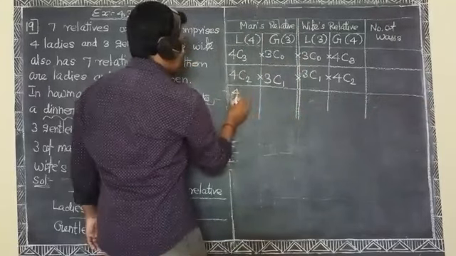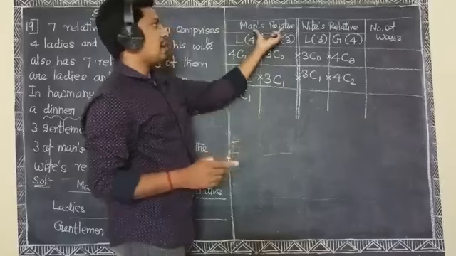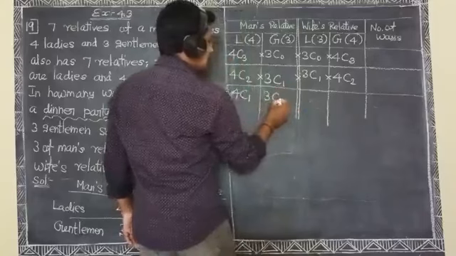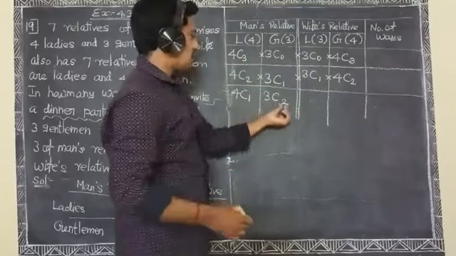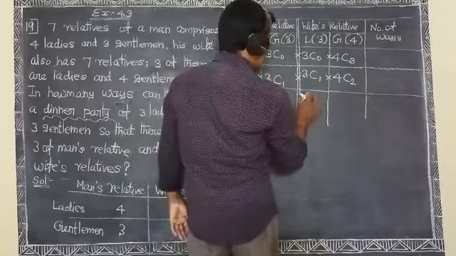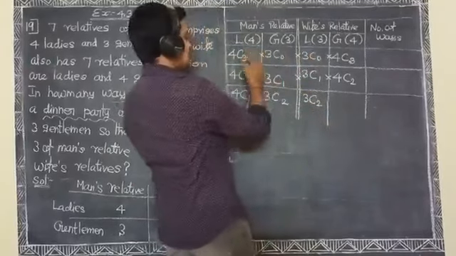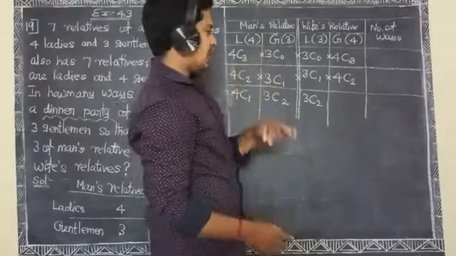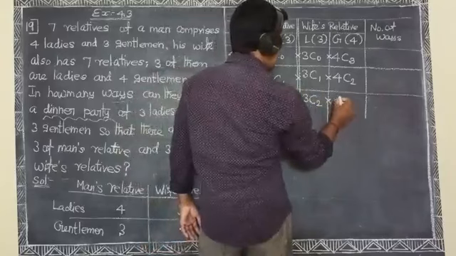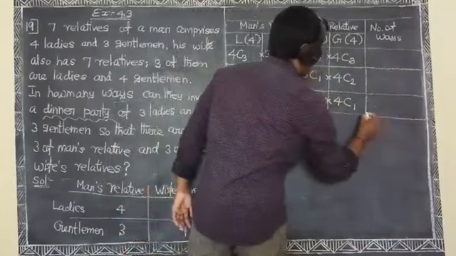And then 4C1, meaning we choose only 1 lady out of 4 in man's relative. Then the remaining is 3C2, totally 1 plus 2 is 3 ladies. Totally 3C2 into 4C1. This is one of the ways.